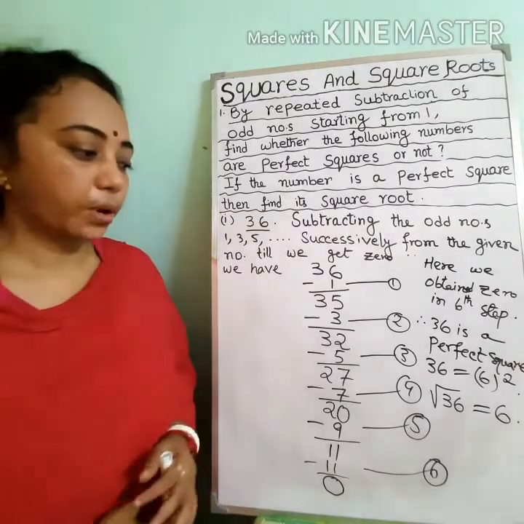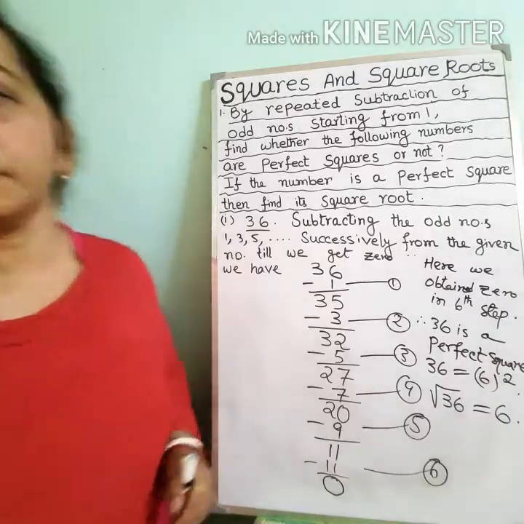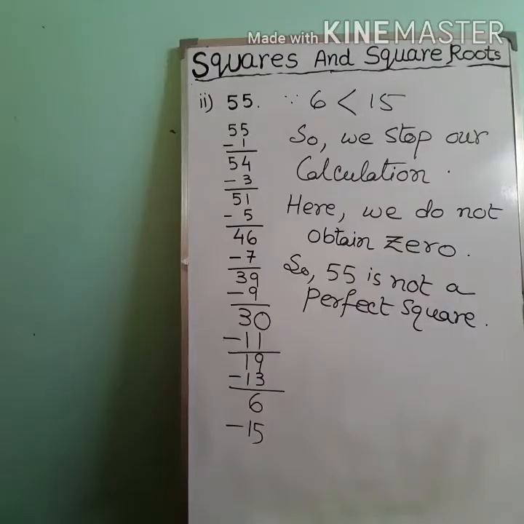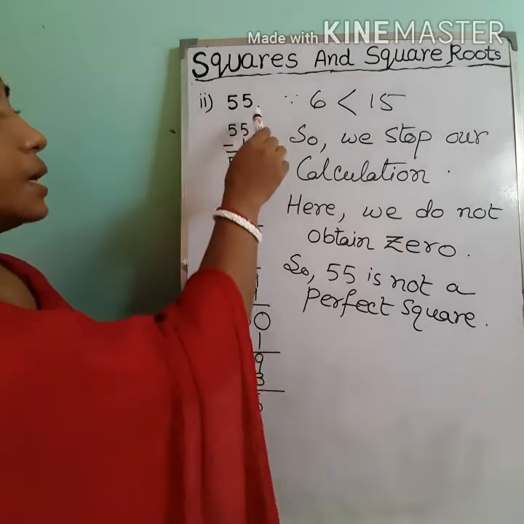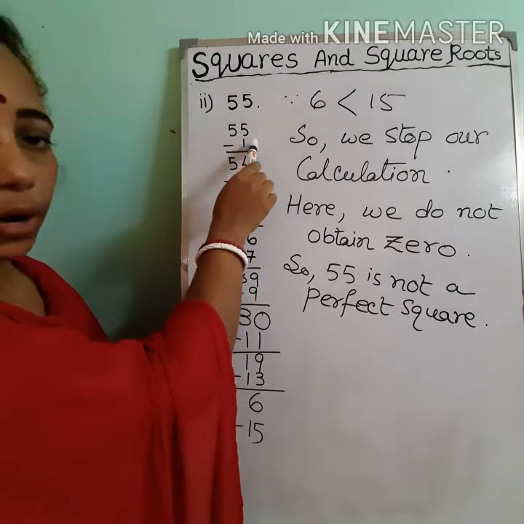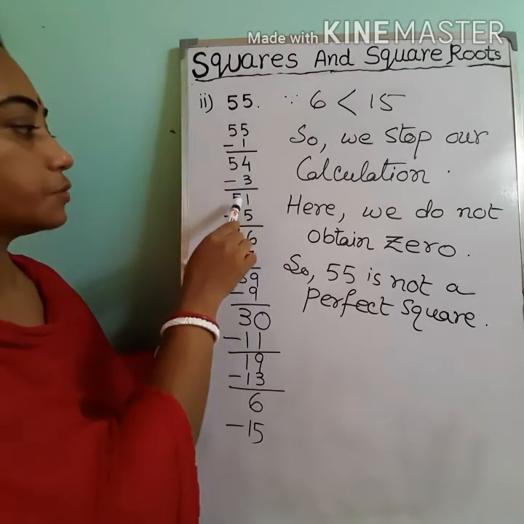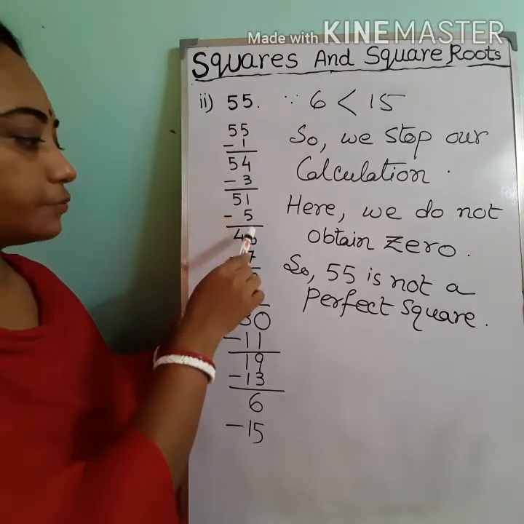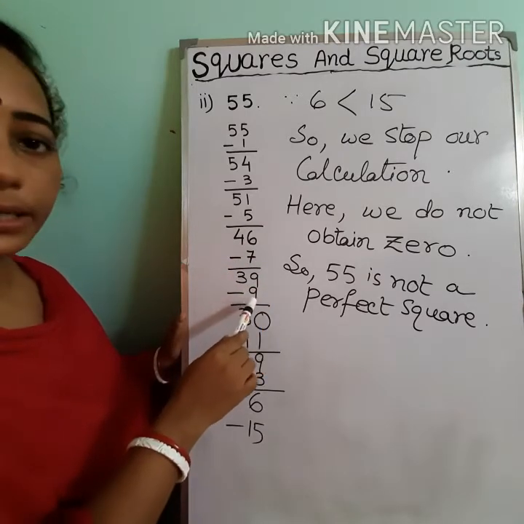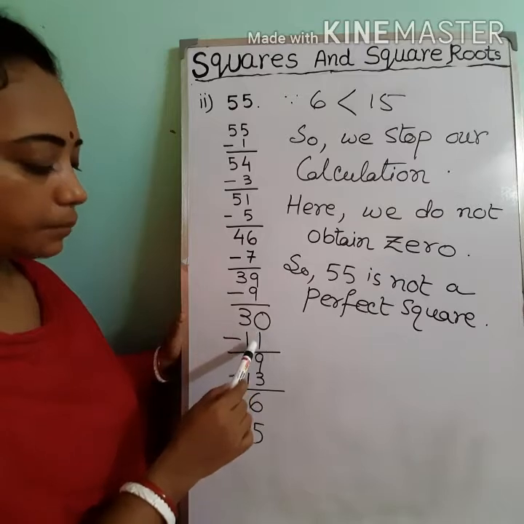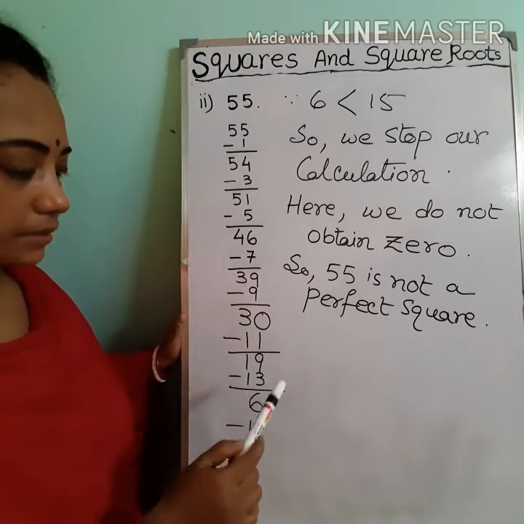Let's do another question to understand the method. You can see one more question here, that is 55. Now 55 is subtracted with 1. We get 54. Then it is subtracted with 3. We get 51. Then minus 5, 46. Then minus 7 we got 39, then subtracted with 9 we got 30, then minus 11 we got 19, then minus 13 we got 6.